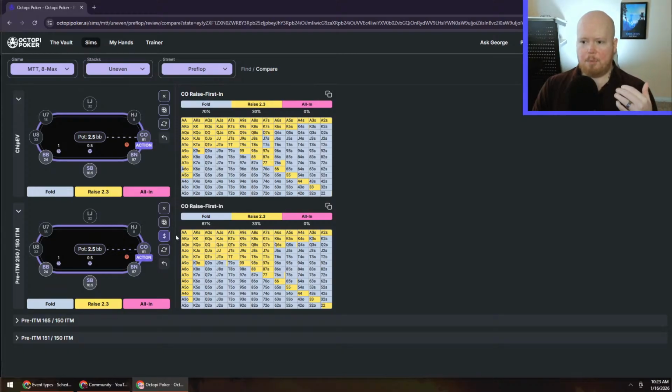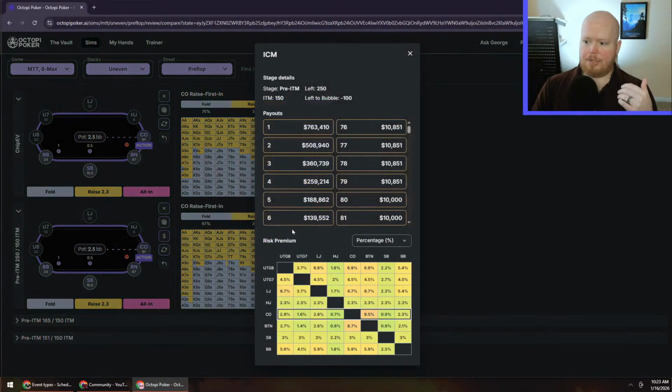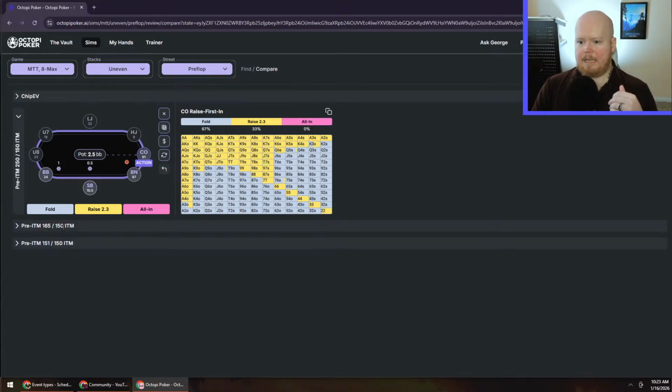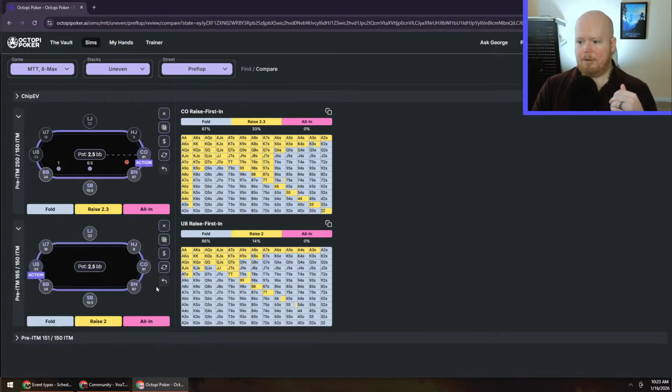The reason they're able to open marginally wider is because they have players behind them that have some element of risk premium against them. So, for example, button does have a premium against cutoff of 8.7. Small blind has a premium against cutoff of 3, and then big blind has a premium of 5.9, right? So there's some element of pressure applied to the players behind, which allows them to open a bit wider. But as we get closer to the bubble, what you're going to find is that that opening range is going to get wider and wider.